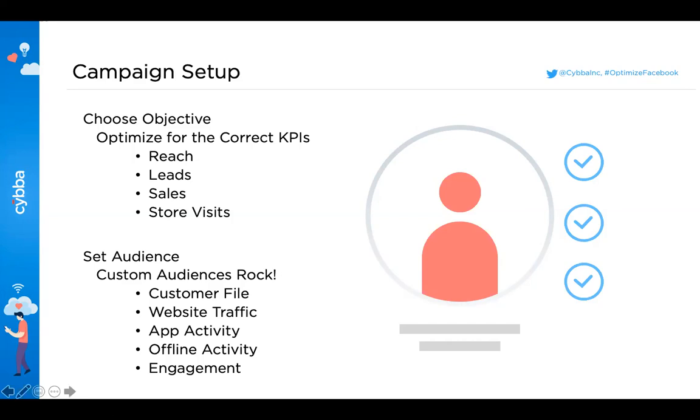Our favorites here are the custom audiences. So we use a mixture of lookalike and retargeting. We do that through customer or CRM files, website traffic, or even app activity. Another one of our favorites is if they engage, we want to definitely make sure we're reaching your loyal customers too. Let's take a look at some of our examples on how we like to set up our campaigns.